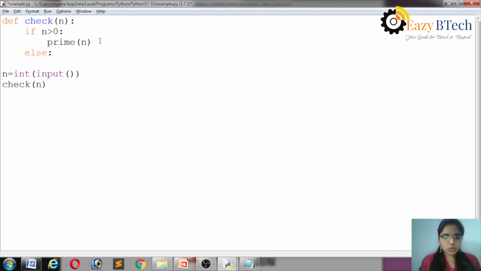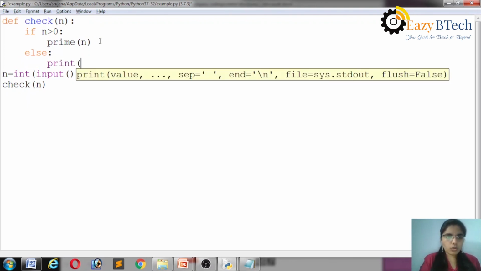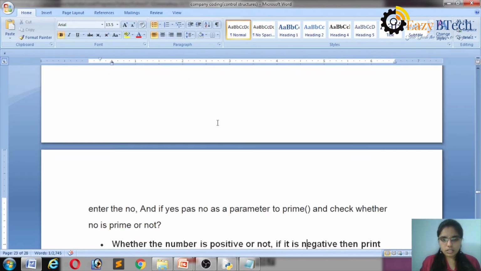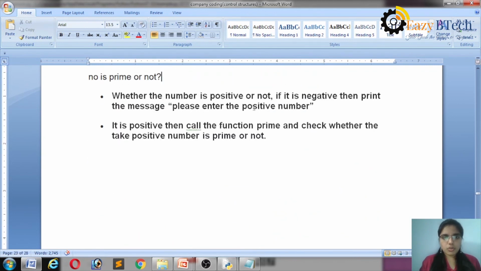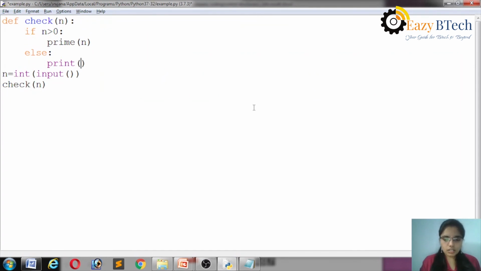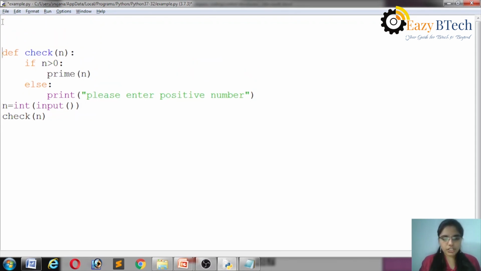if it is negative, then print, please enter positive number. If it is a positive number, I am calling a function. The function is prime. Again I am writing a function with the name prime of n.